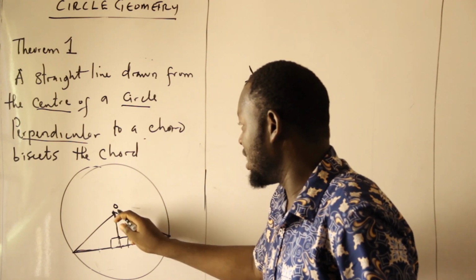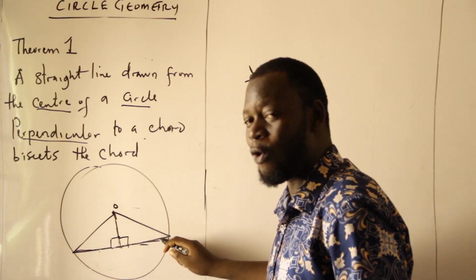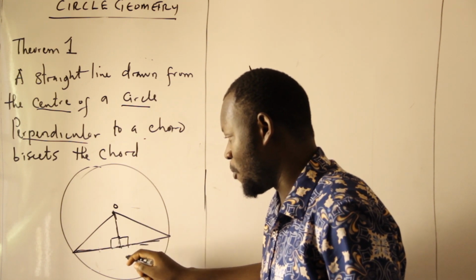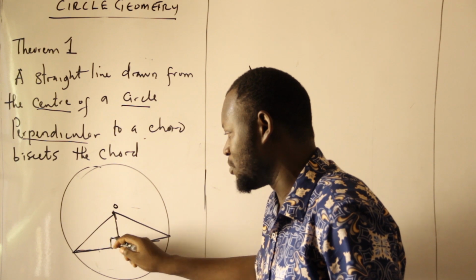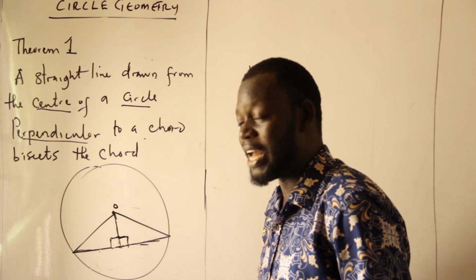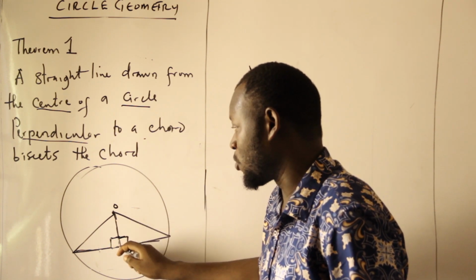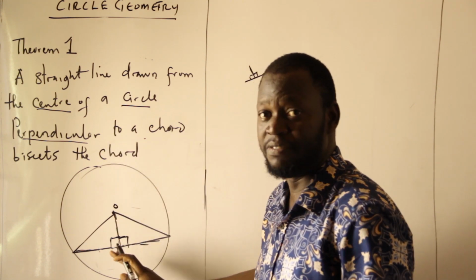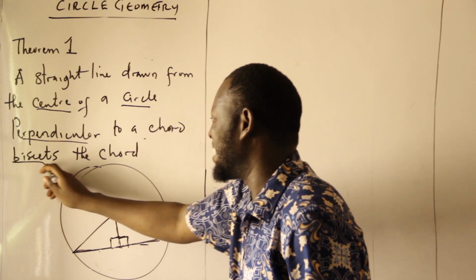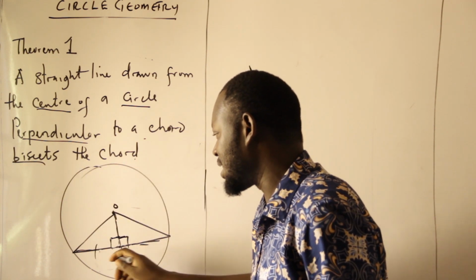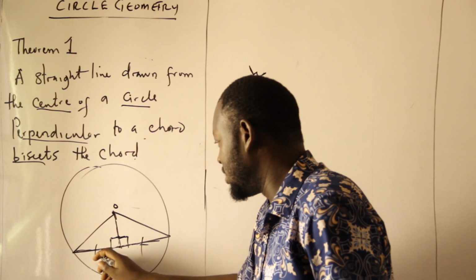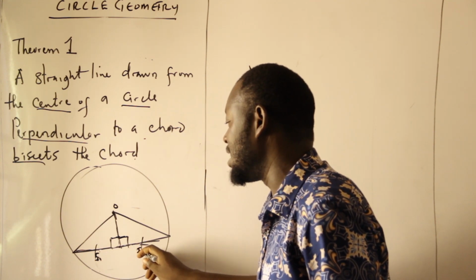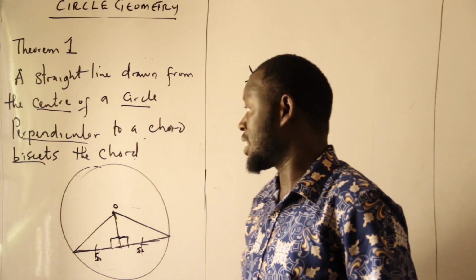So when it cuts this chord, when it gets to the point here, it becomes a perpendicular line. Then this line becomes a perpendicular line. But what this theorem is saying is, once we have this achieved, like I've explained, it will bisect the chord. That means this side will be equal to this side. So if this is 5 centimeters, this will as well be 5 centimeters. Then the entire chord will be 10. So that is what the theorem is saying.